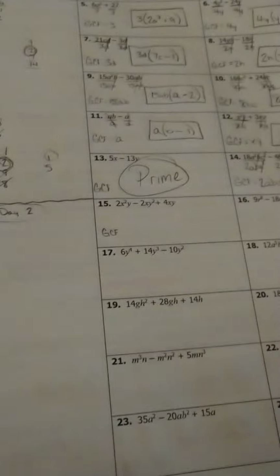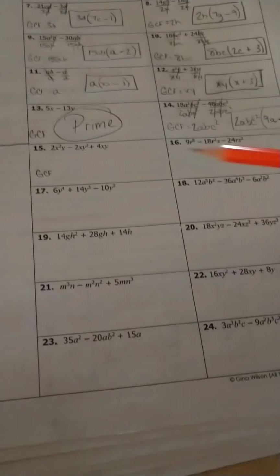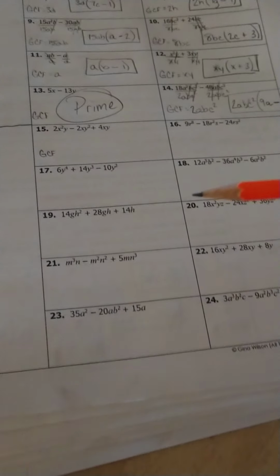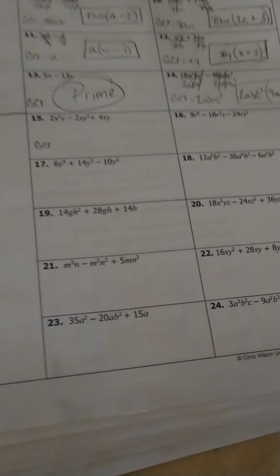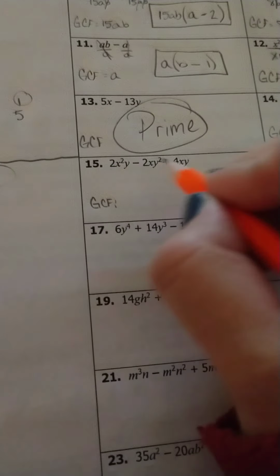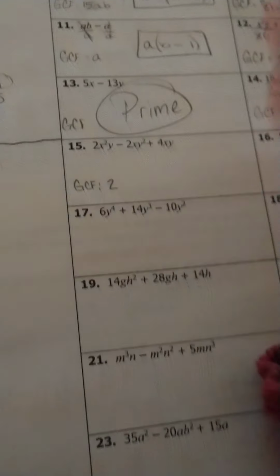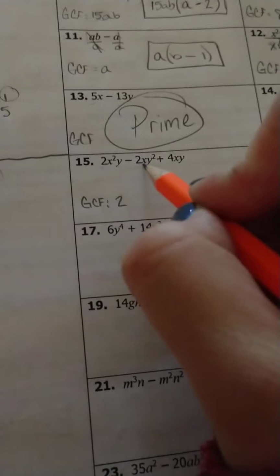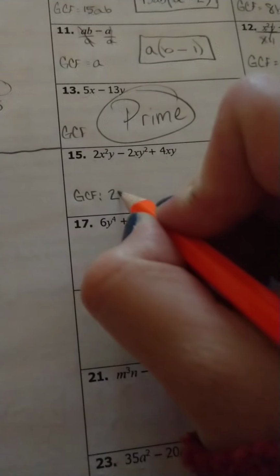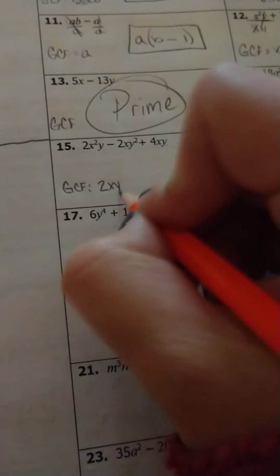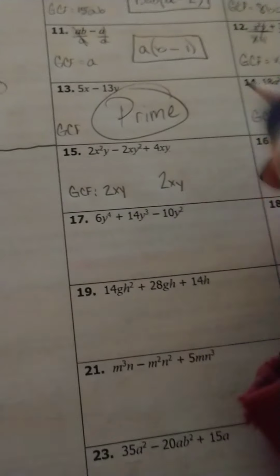But now, instead of having 2 terms like we had up here, now you've got 3 terms in each of these. So instead of just focusing on 2 things, you're focusing on 3, which just amps it up a little bit. So in our case, we're looking at the numbers 2, 2, and 4. Well, 2, 2, and 4 have a 2 in common. That's the largest. X squared, X, and X have the smallest exponent is an X. Then you've got Y, Y squared, and Y. The smallest is a Y. So our GCF is 2xy, which means we're dividing everything by a 2xy.